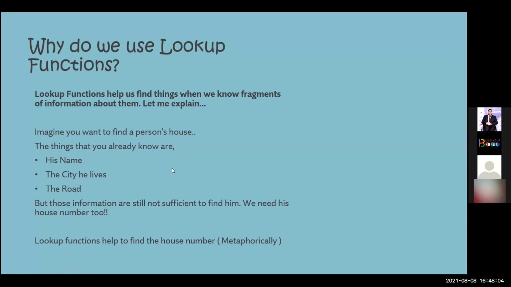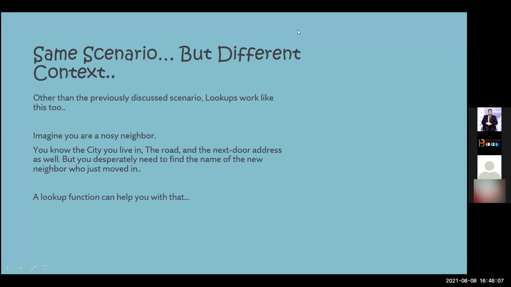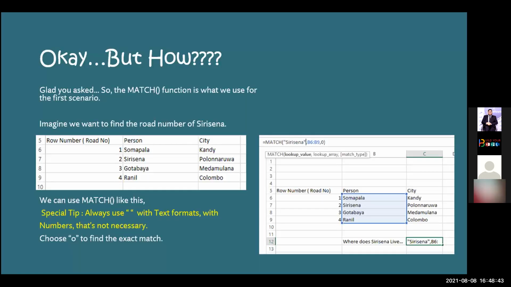And moving on, this is another context. Like the previous scenario, imagine this case. You're a nosy neighbor. You just want to know everybody in your neighborhood. You know the city you live in, and the road, and the next door address, everything. But you need to find that person's name. Lookup functions are also like that. If you know all the location related data, and you want to find the name of that person, then there's a separate lookup function for that.